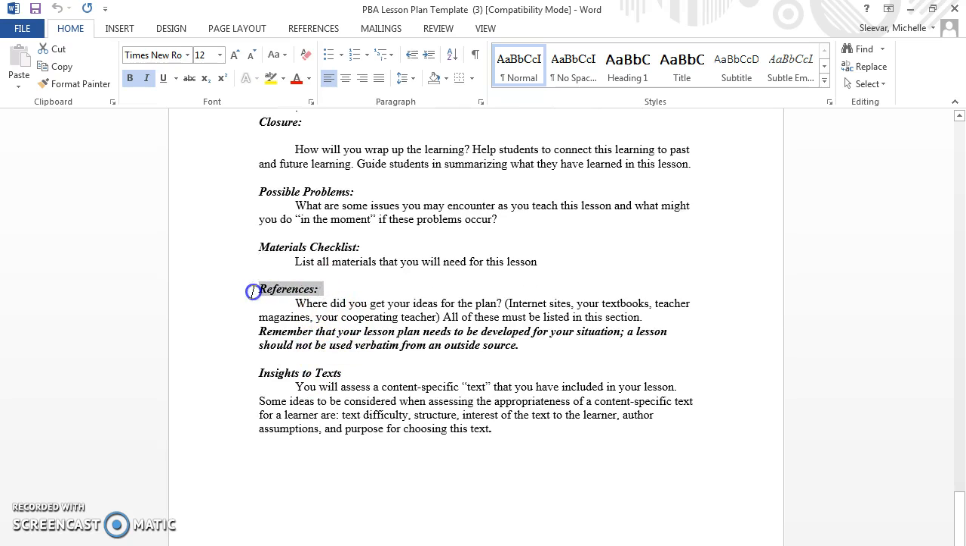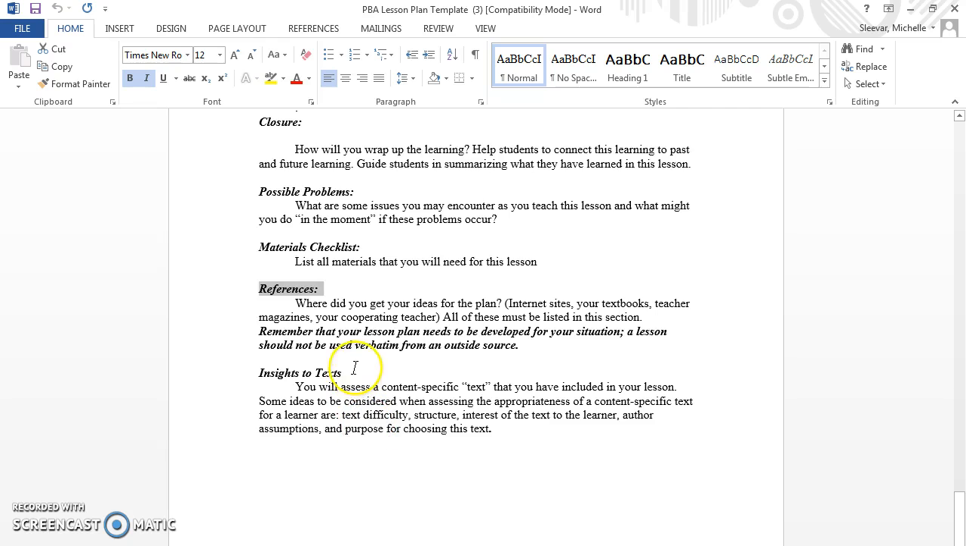The next section is the references section. So where did you get your idea for your lesson? Was it from a website? Was it from a friend? Is your mom a teacher and you got the idea from her? Did you think up the idea for yourself? Did you get it from a teacher help book? Wherever you got the idea, do not worry about putting it in APA style. Just let me know where you got the lesson plan idea.